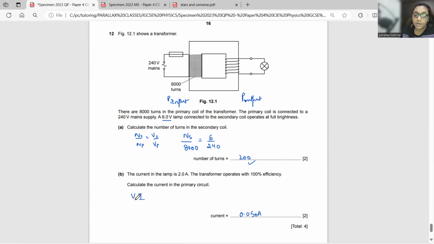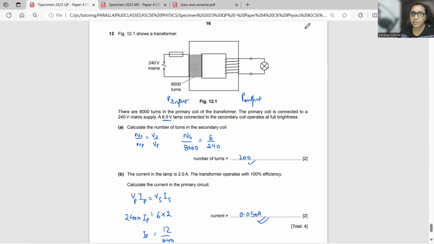So Vp Ip will be equal to Vs Is. Current in the lamp is 2 amperes, which means secondary current is 2. Do we know Vs? Yes, we know it is 6, and that is the lamp's voltage. Do we know Vp? Yes, we know it is 240 volts. And we need to find the current in the primary circuit, which is Ip. So you just divide 12 by 240. That's your Ip in amperes, which comes out to be 0.050 amperes.